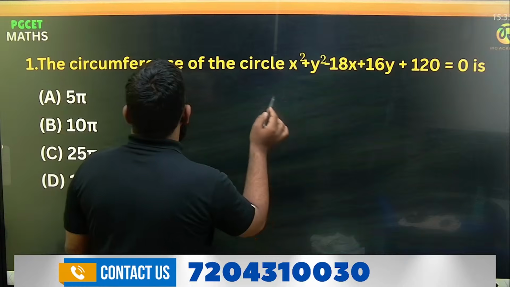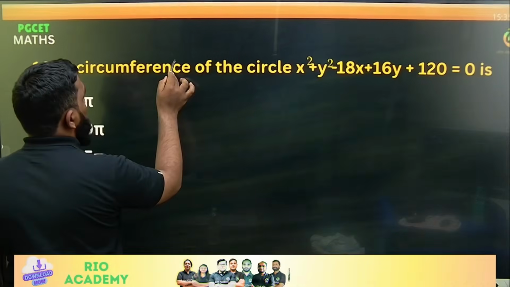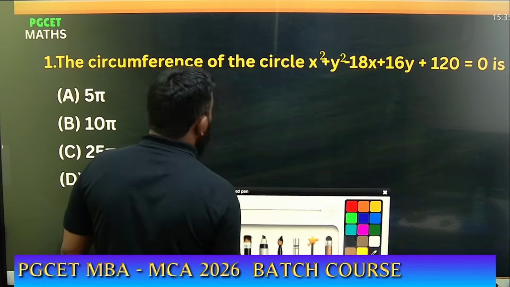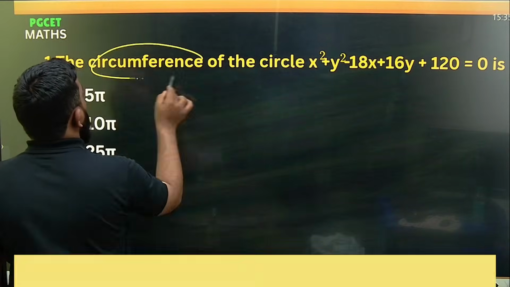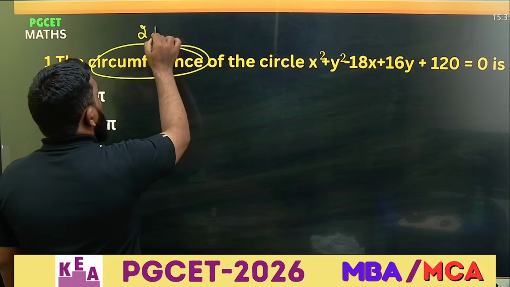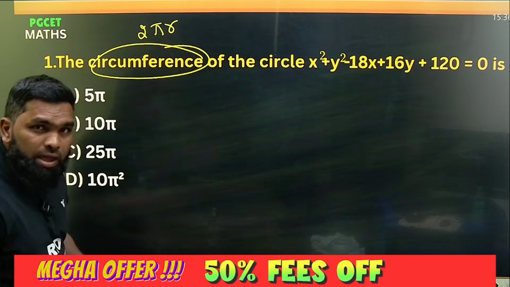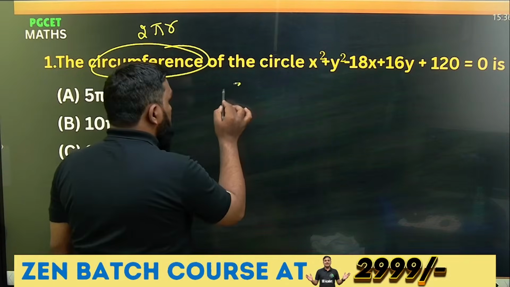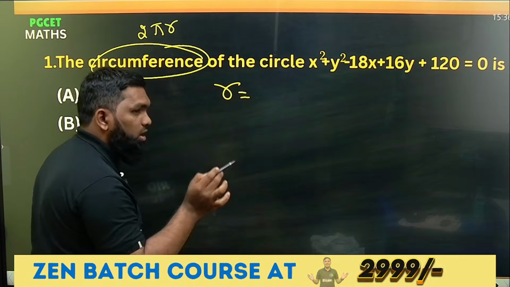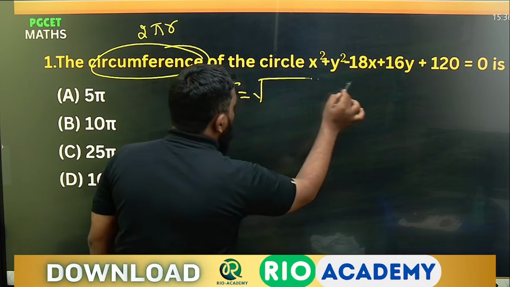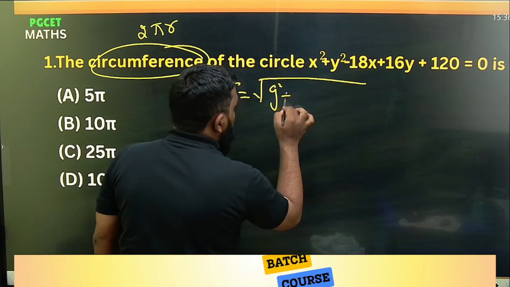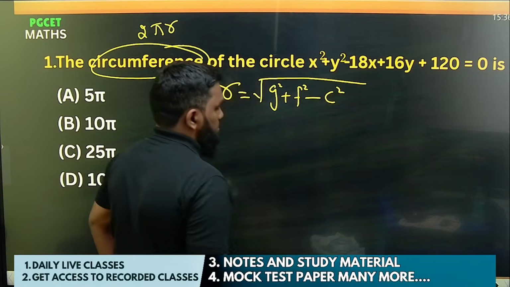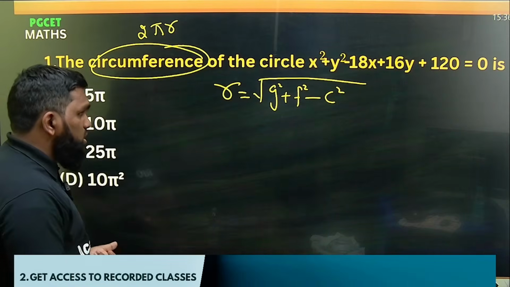We know the circumference formula is 2 pi r, and we need to find r. For finding r we have one formula: r equals under root g square plus f square minus c. What is the meaning of that?